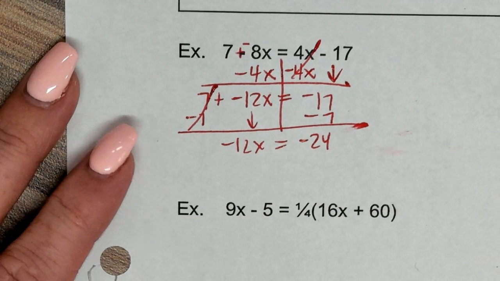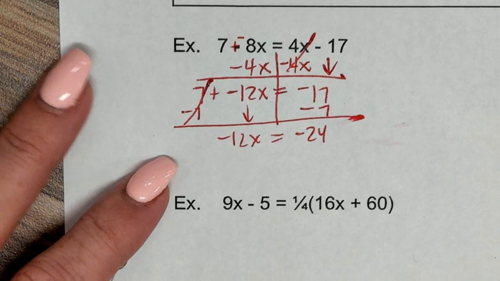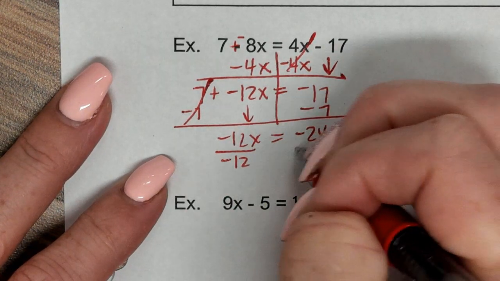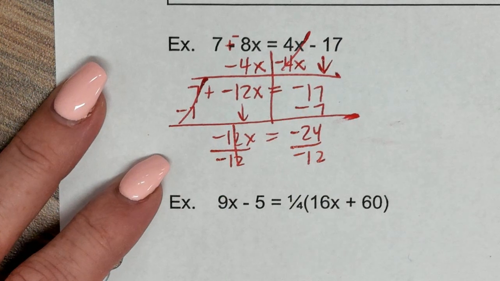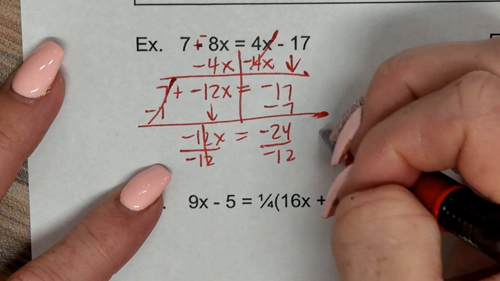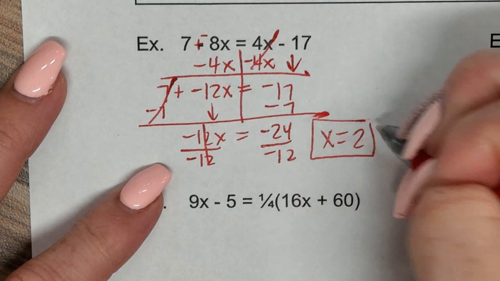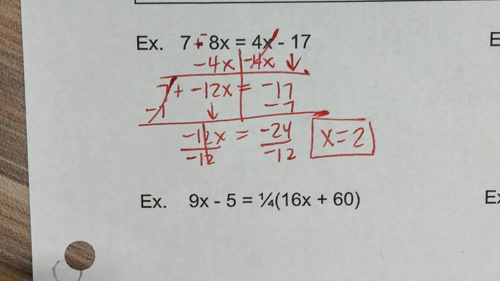How do I get rid of the coefficient? Divide both sides by negative 12. And negative 24 divided by negative 12 is positive 2. Yes?